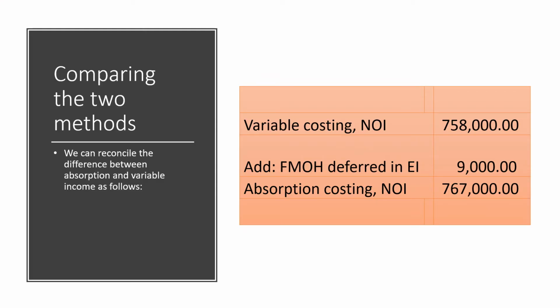Ngayon, reconcile na natin yung difference between the net operating income under absorption costing and yung net operating income under variable costing. So let's begin with the variable costing net operating income. Magkano yun? 758,000. Then we just simply add yung fixed manufacturing overhead deferred in ending inventory worth 9,000. So, ngayon, your variable costing is now adjusted to the net operating income ng inyong absorption costing, which is 767,000.